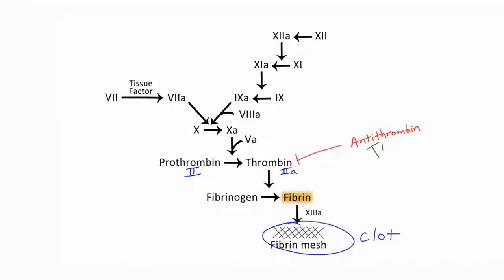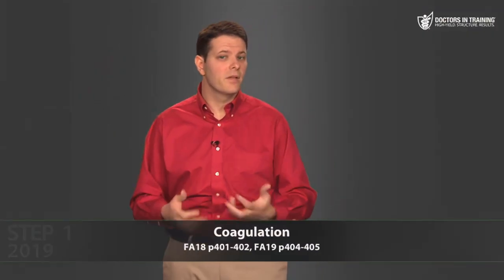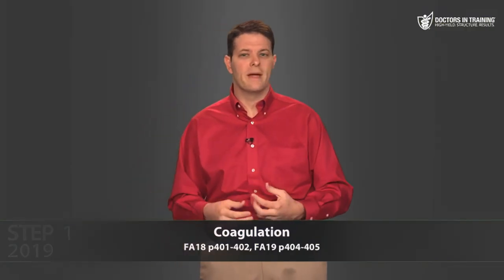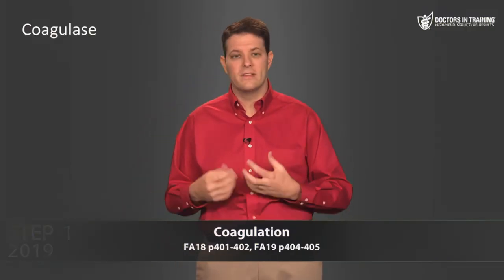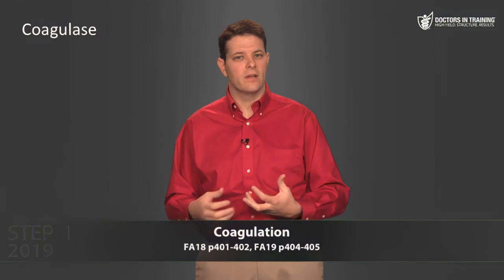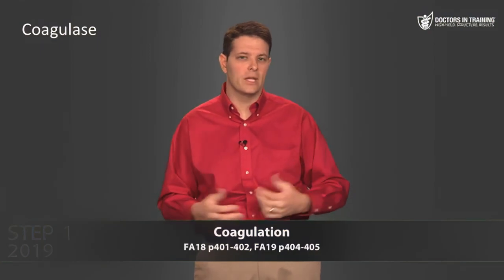And there's a substance that basically increases the effectiveness of antithrombin, and that substance is heparin. That's how heparin works. It inhibits thrombin. Besides thrombin, there's something else that can convert fibrinogen to fibrin, which is the bacterial enzyme coagulase. So Staph aureus makes coagulase. That's how coagulase causes coagulation.